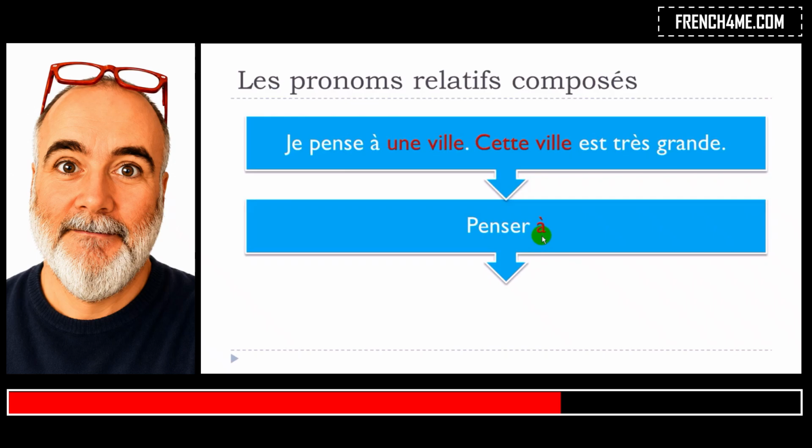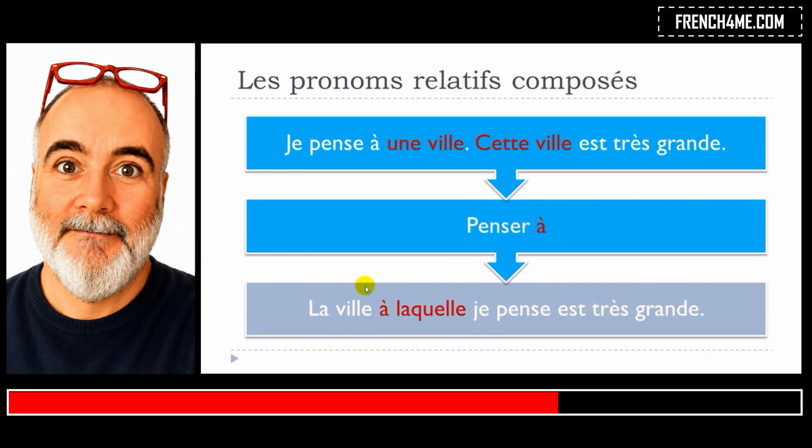So you will get your sentence and you will first start with la ville. Then you put your preposition and the combination with the pronoun, à laquelle, and you continue your sentence. So je pense should be placed right here, and you finish with this part here, est très grande. I know it can look a bit tricky, but you will get used to that, don't worry. La ville à laquelle je pense est très grande.